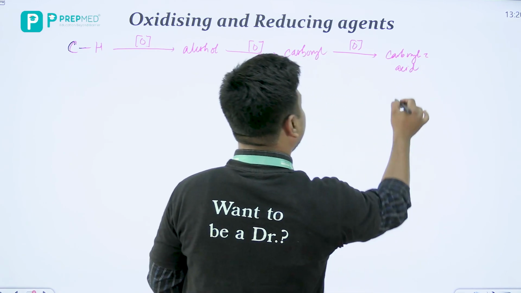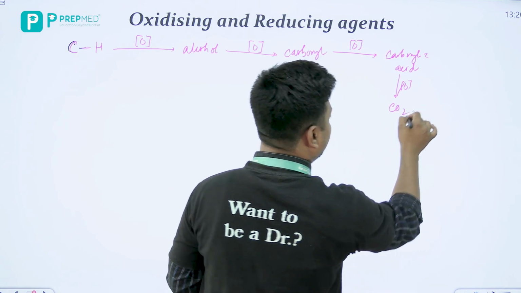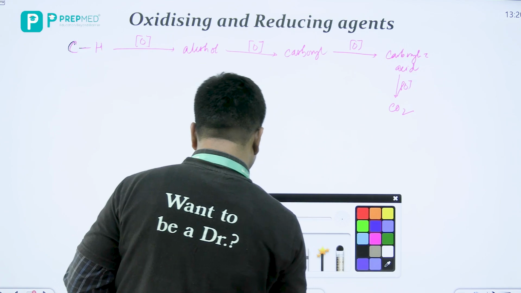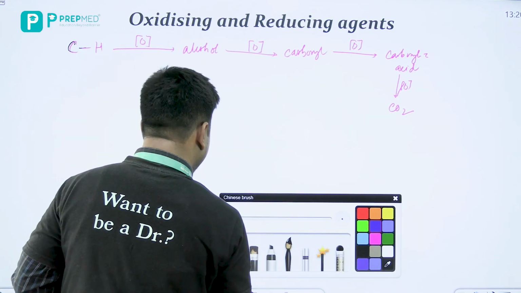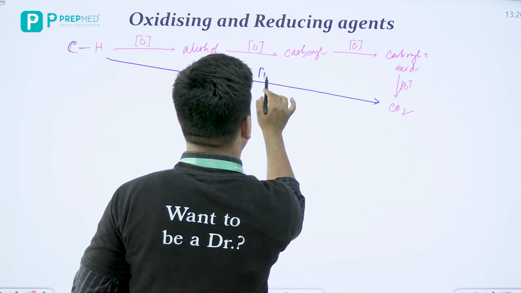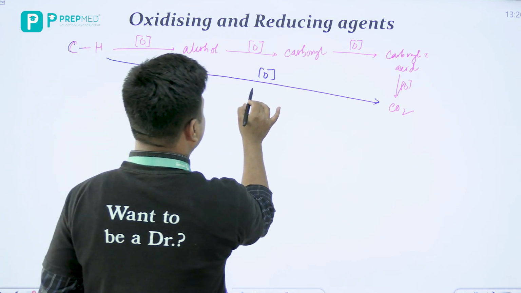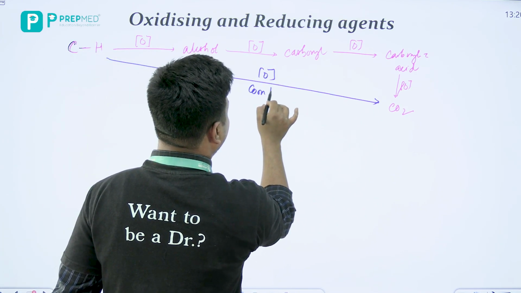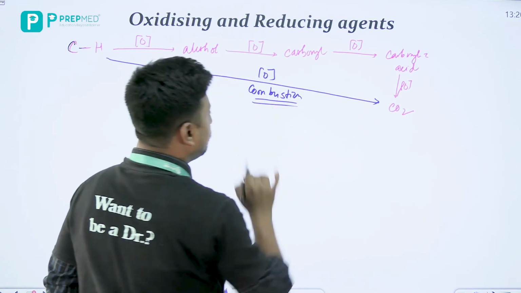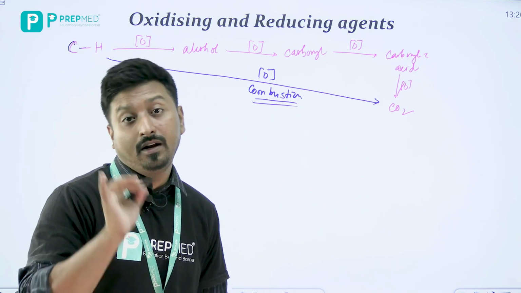Now if you further oxidize the carboxylic acid, you will get carbon dioxide. Many of you know that if I directly oxidize the hydrocarbon to carbon dioxide, we can do a direct oxidation, and this oxidation step is known as combustion. That is why remember always that combustion is called ultimate oxidation.